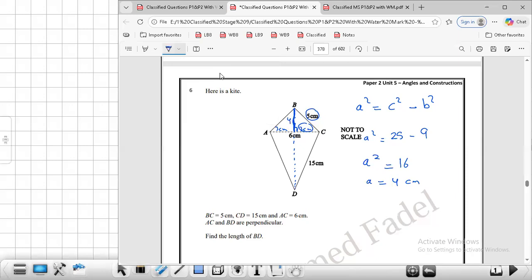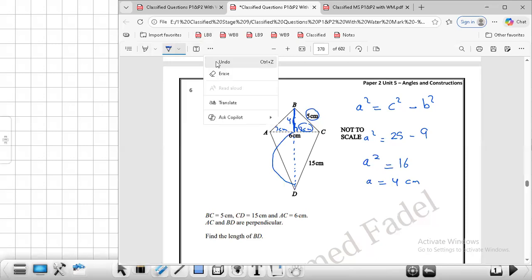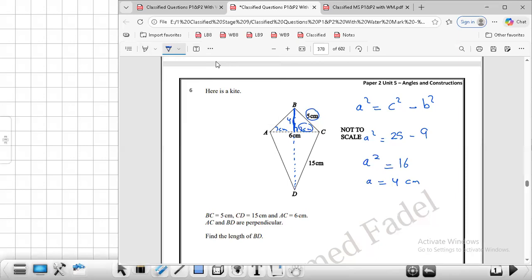Okay, but what about the rest? What about this one? We're going to do the same thing exactly. I have this is 15, and I know that this is 3. I can find this one. So I'm going to say also A squared equals C squared minus B squared. A squared equals, what is C squared? It is 15. 15 squared, mister. Okay, so 15 squared minus 3 squared.